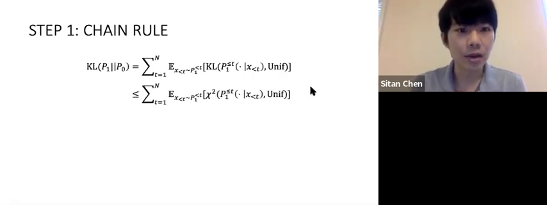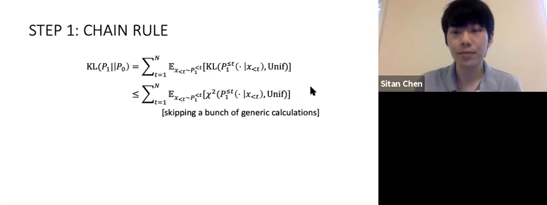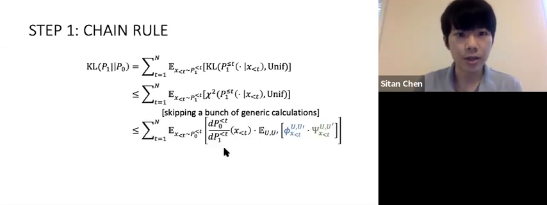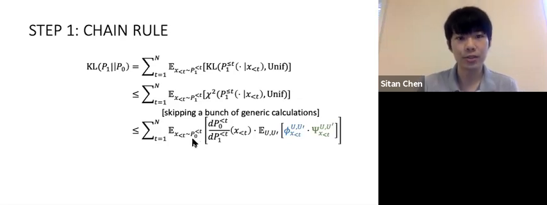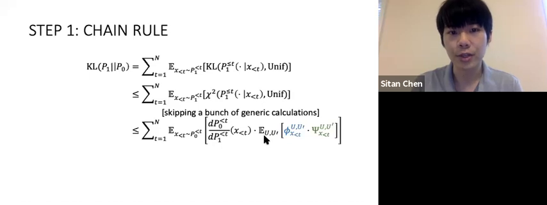Now let me pass from KL to chi-squared just by Taylor expansion. And then skipping a bunch of calculations that don't leverage the structure of the problem, what we end up with is the following quantity. Again, we have an expectation over transcripts x less than t, but now over the null distribution, which is just a product distribution in the non-adaptive case as opposed to a mixture. And we get this likelihood ratio quantity together with this expectation over independent unitary matrices u and u prime of this phi quantity and this psi quantity.